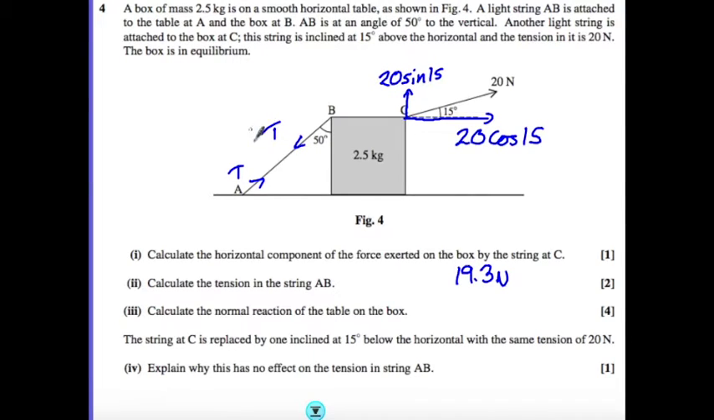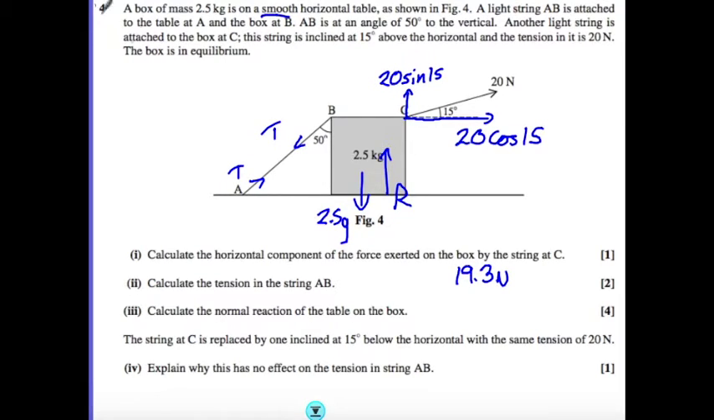So we're trying to find this T. We also know the other forces acting. We've got 2.5 g acting down, the weight of the box, and some reaction force that's stopping it going through the table. And there's no friction because it's a smooth table. So the only things that affect things horizontally are the two tensions, so the reaction and the weight don't affect it.